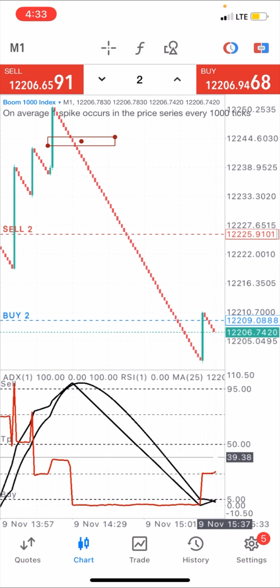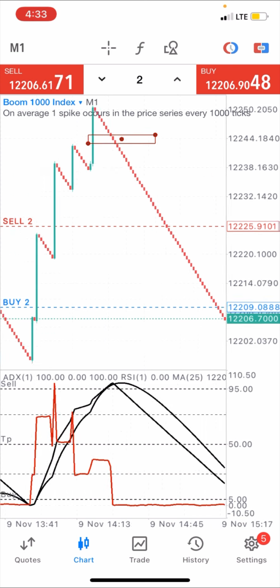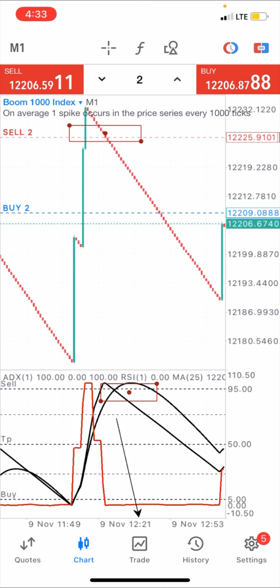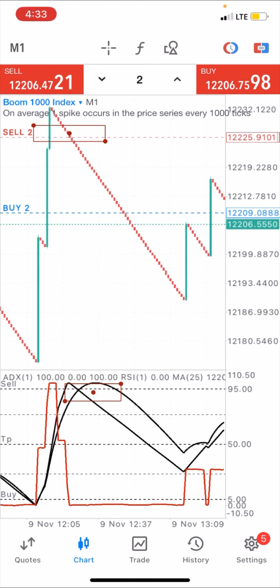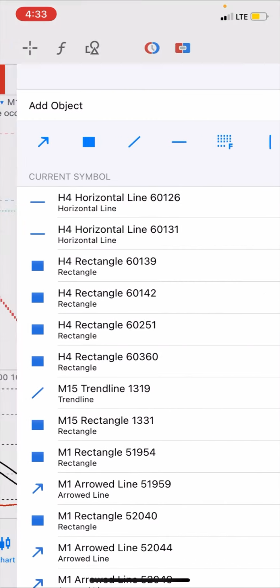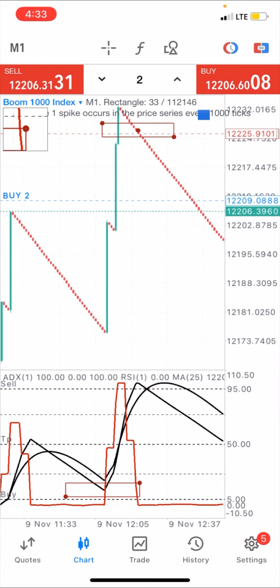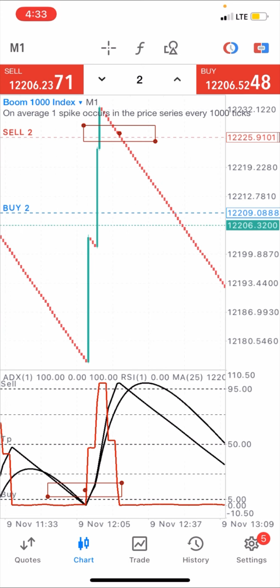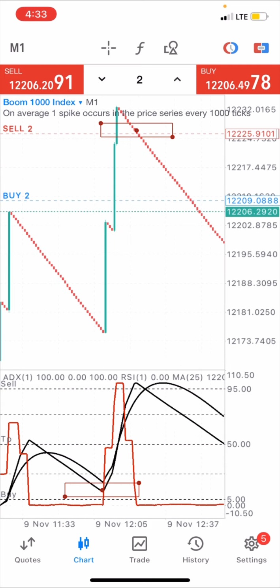Let's back test and see how many times this has happened, just like I just explained. You can see that what I just explained had happened around here. The price had converged around this level, and crossed above each other around that level. And then what happened there? There was a spike just around that level.